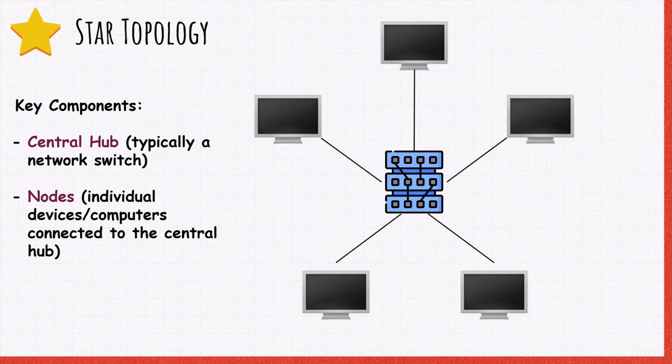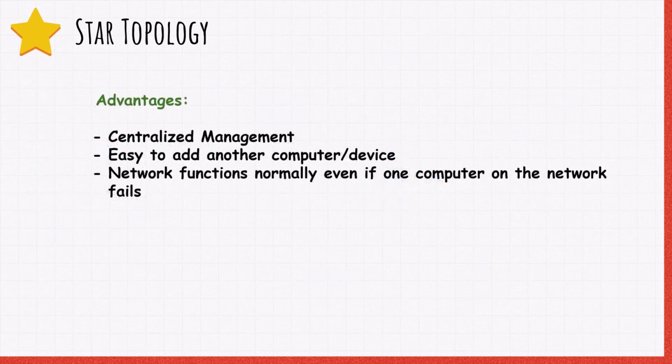Now, here are some of the advantages of a star topology network. Star topology network has centralized management of the network through the use of the central computer, hub, or switch. It is also easy to add other computers to the network, and if one computer fails or stops working, the rest of the network continues to function normally.